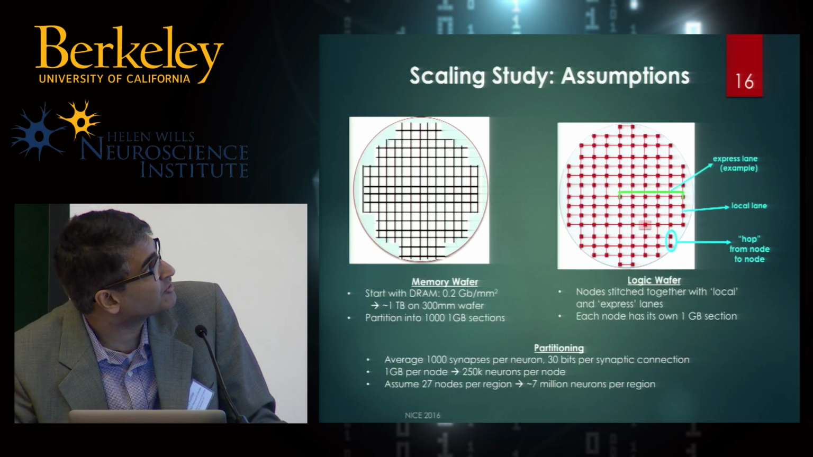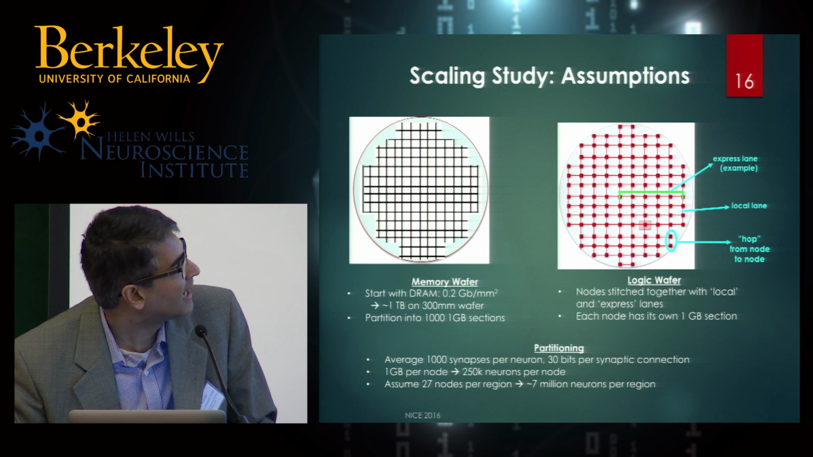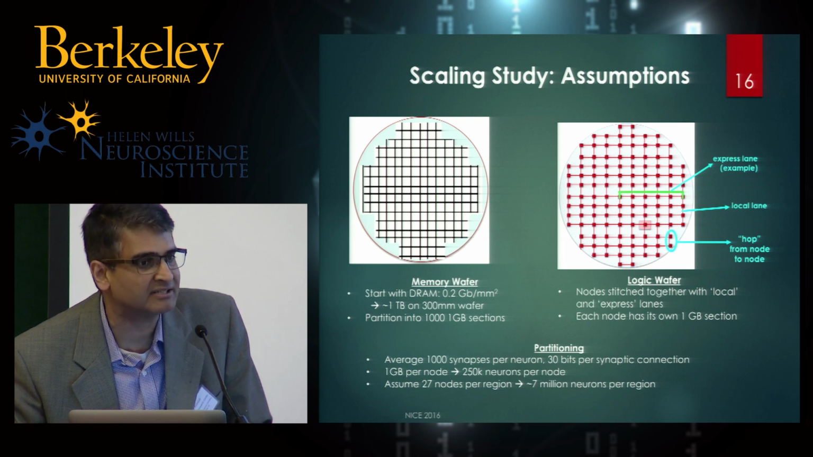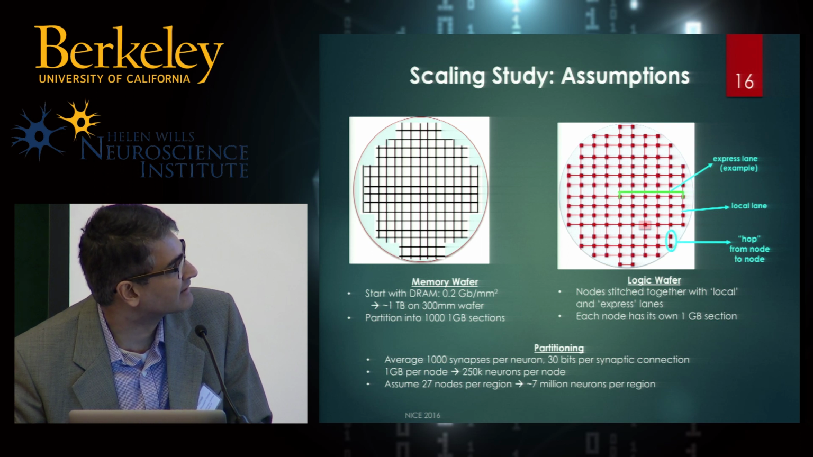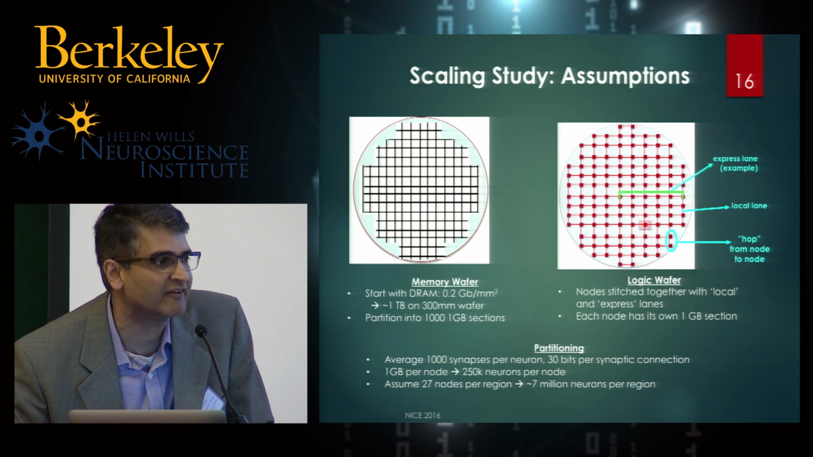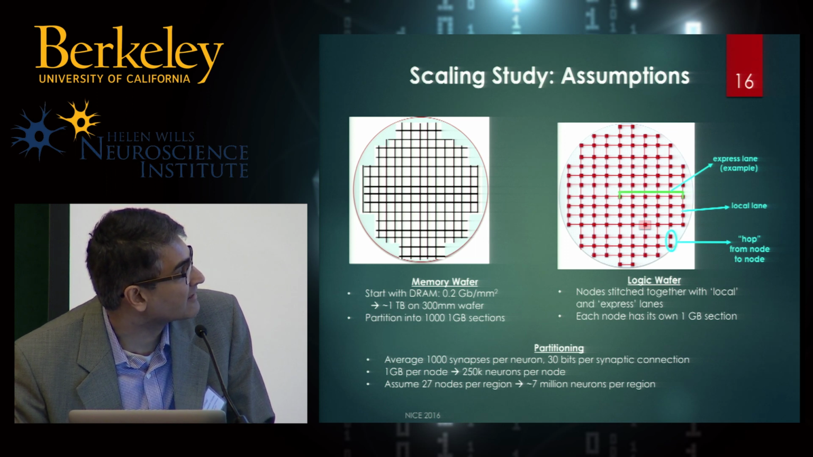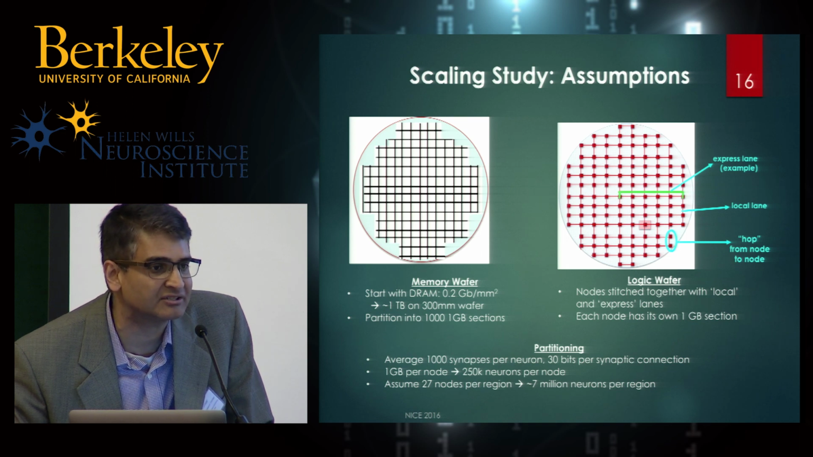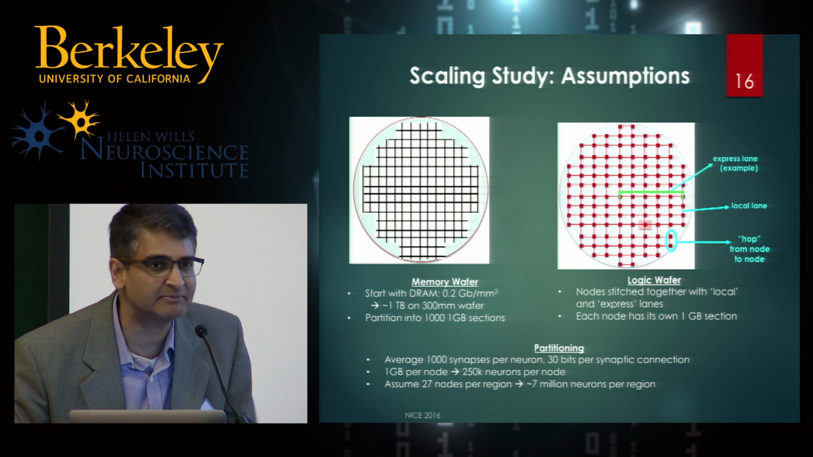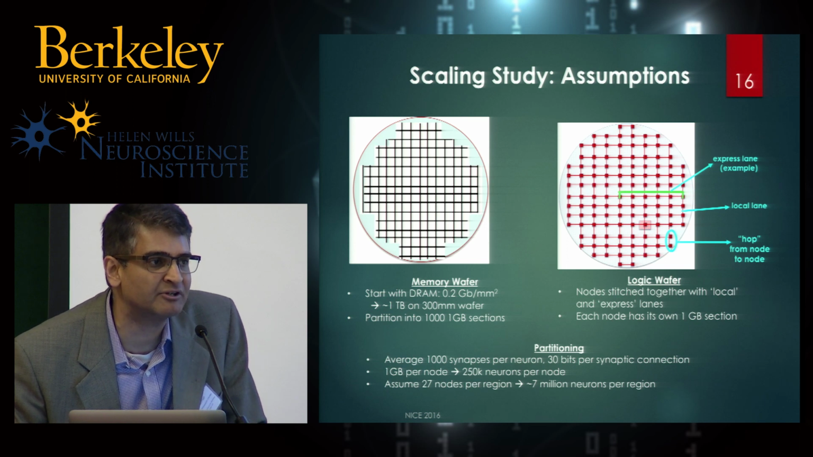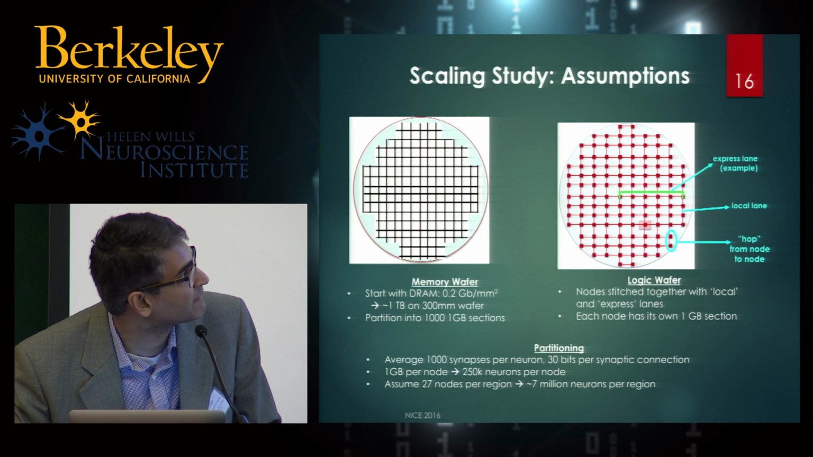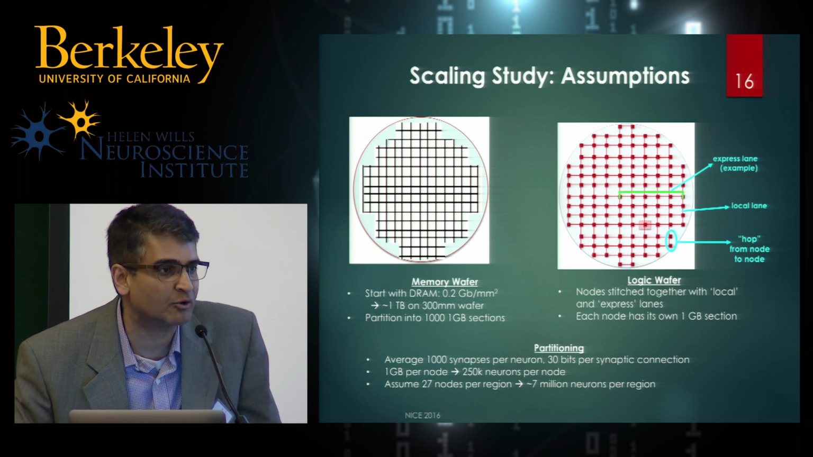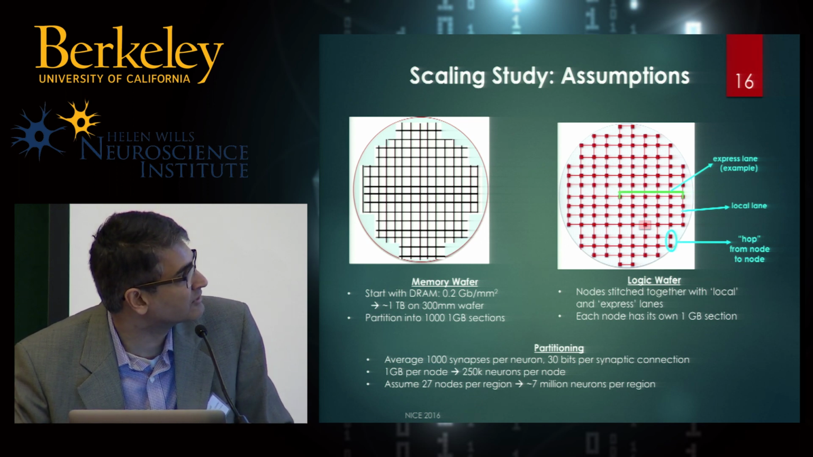So some of the assumptions we used in the scaling study, for the memory wafer, I started with DRAM because it's a mature technology. This means that on a 300 millimeter wafer at current densities, I can get about a whole terabyte of memory. If I partition this into 1,000 sections, I can get 1,000 1 gigabyte sections. I want to point out that this might be a little bit pessimistic because there are a lot of new emerging memories on the market, and these could potentially give us much greater densities on a wafer. But nonetheless, in the interest of taking a worst case with current technologies, I have focused on DRAM in the study.